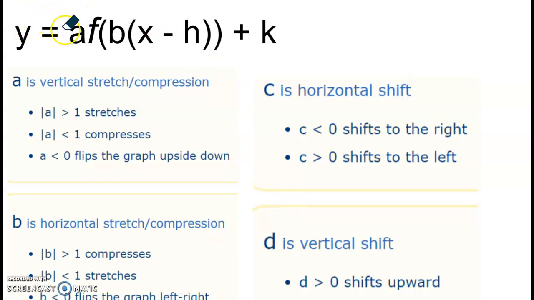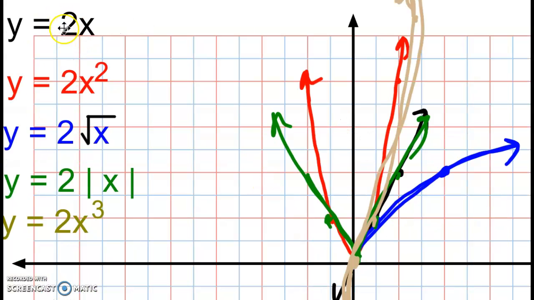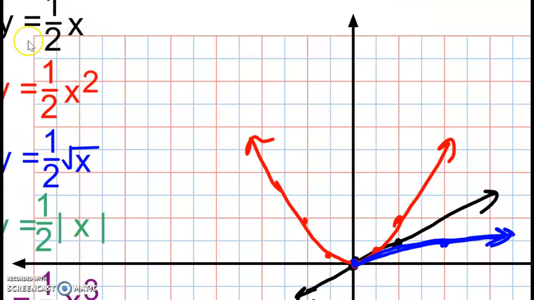If we have y equals some number a times some function, I don't care if it's square root, square, cube root, cube, absolute value, whatever the function is, if you do that to b and then in parentheses x minus h plus k, what happens is a, this number in front of the function.